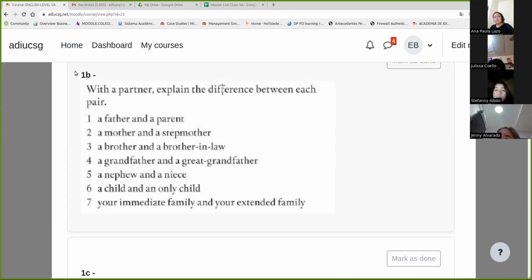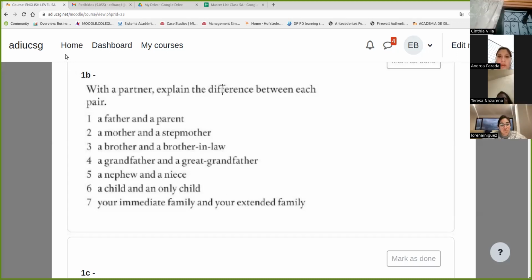And number 7, finally, let me ask Miss Lorena Iñiguez. What's the difference between your immediate family and your extended family? My immediate family are my brothers and my fathers, and the extended family are my nephews, my brother-in-law, my grandma, grandpa. All right, Lorena, that was a very good explanation.